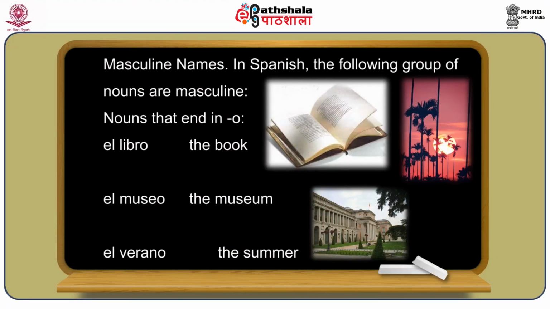So in Spanish, the following groups of nouns are masculine. Nouns that end in O. So if a noun that ends in O comes, then you can be kind of sure that this will be masculine. For example, el libro. Now libro here ends with O, so we can say okay, it is masculine. Libro is masculine, el libro. Same way, museo. Museo ends with O, then we can say okay, it is masculine, el museo. Same way, el verano. Verano ends in O, then it is masculine.